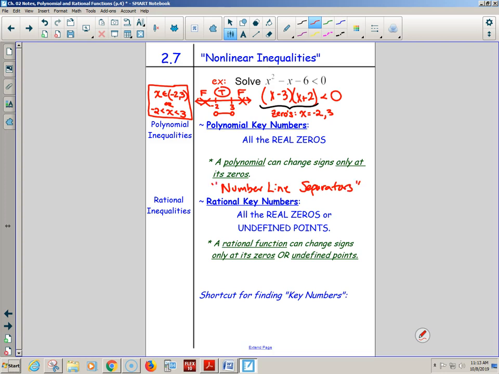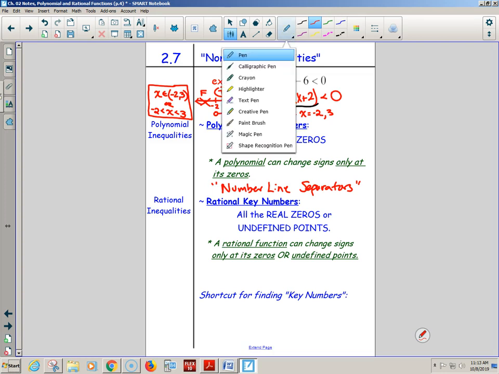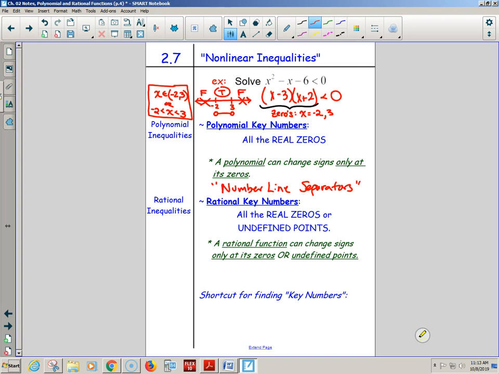So, for polynomials, there it is. Polynomials, all the zeros. Those are going to be my separators. A polynomial can only change signs at its zero.